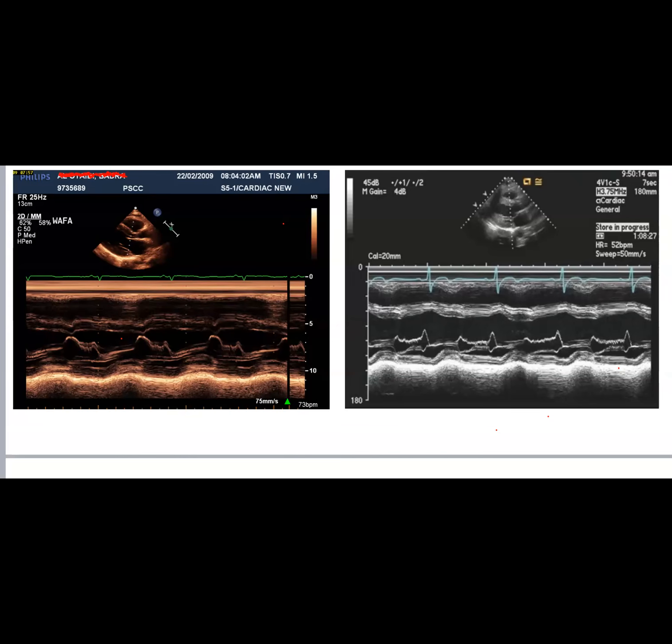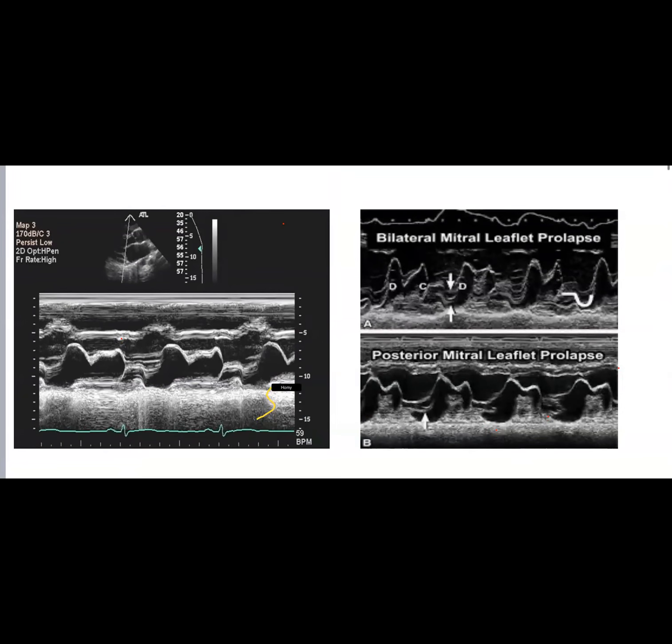Good. Now what do we see here? Again, this is mitral M mode. And we see what? Easy.